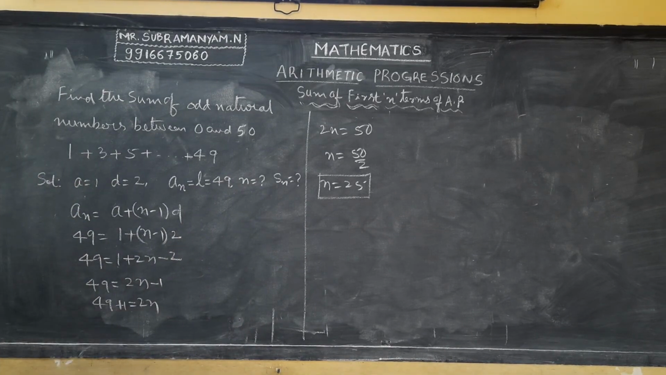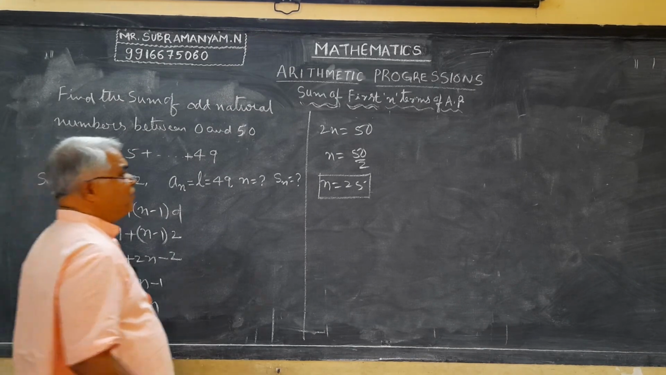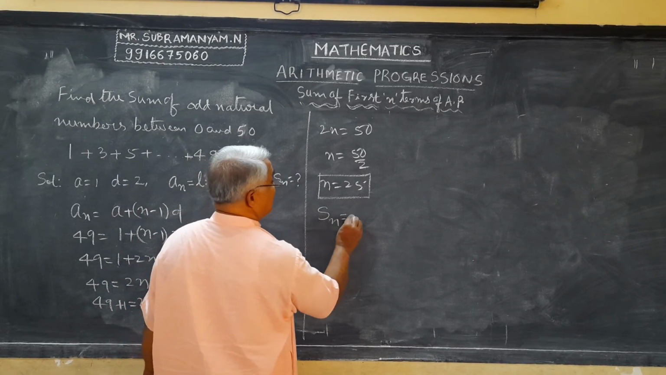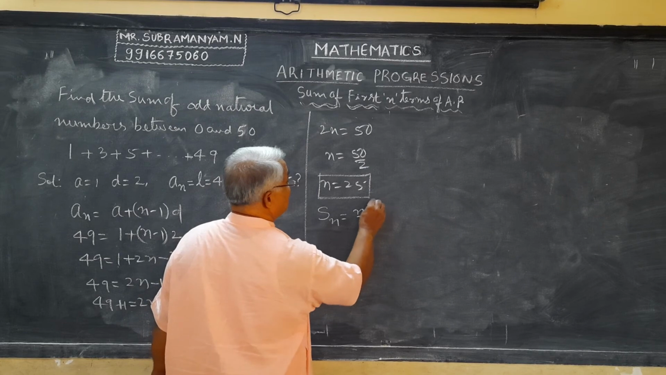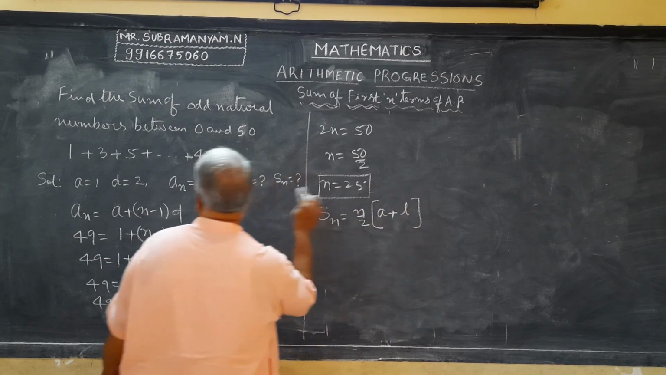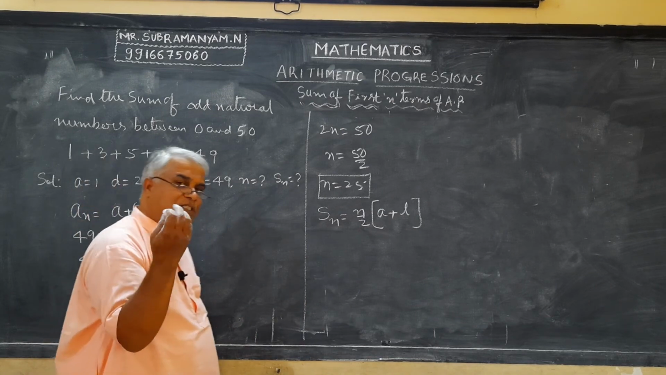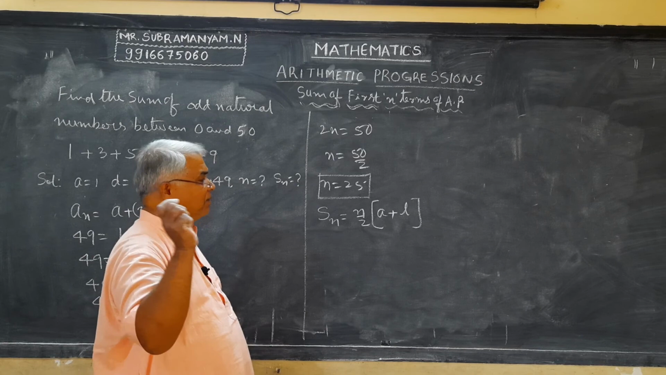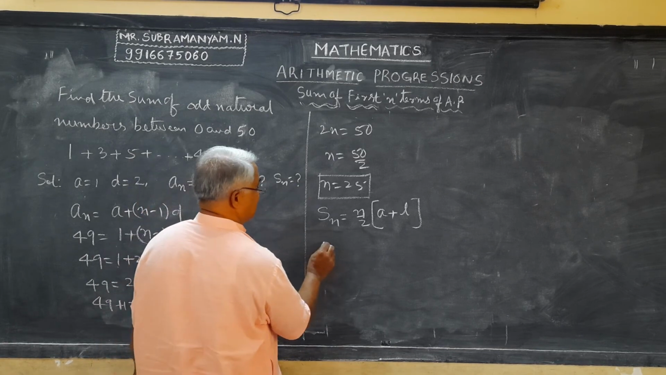After finding the value n, we have to find Sn. There are 3 formulas. Among the 3 formulas, we go to the second formula. Why? I will tell you. Sn equal to n by 2 into a plus L. You can write the first formula and do it, no problem. You will get 100% correct. Okay? You try, children. You will get it.